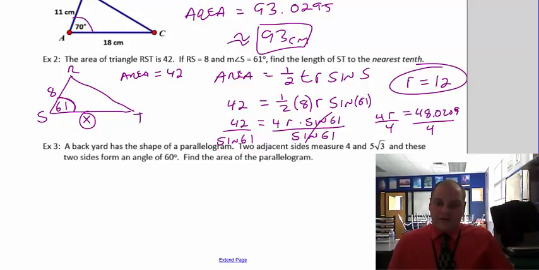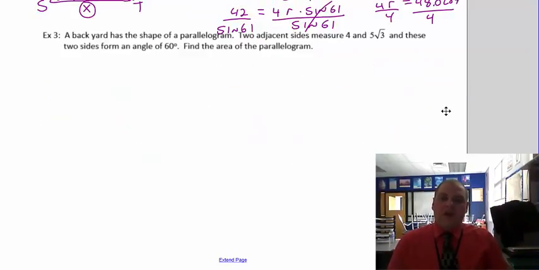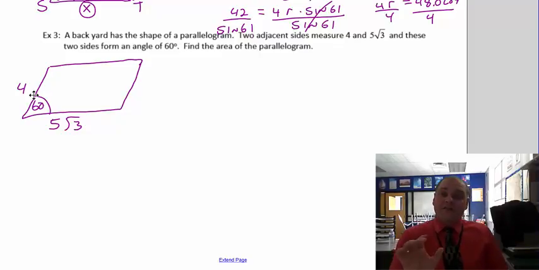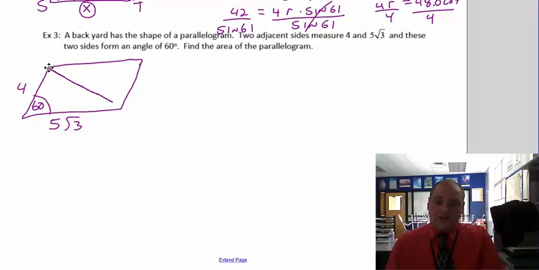And last one here, I'm just going to extend the page. A backyard has the shape of a parallelogram. So now it's a parallelogram. Two adjacent sides measure 4 and 5 radical 3, and they form an angle of 60. So there's the setup. Now, this is not a triangle, but a parallelogram, if you cut it down the middle, the diagonal there, makes two triangles that are identical. So if you just find the area of this triangle, it'll be the area of that triangle.